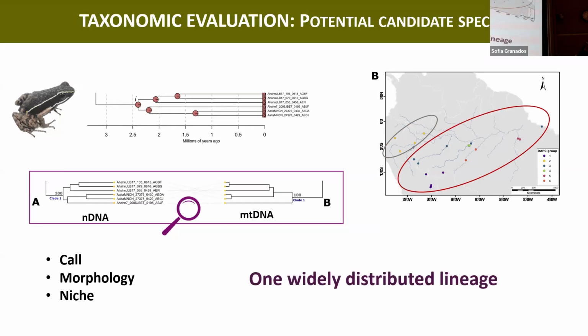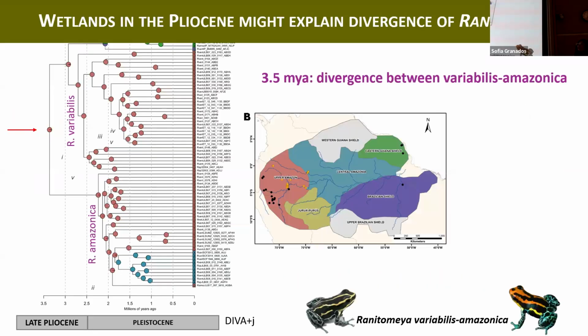So moving on, we think that these wetlands around this time in the late Pliocene could explain the divergence that we obtained within these two species, because they were here and then they got split here. So we think that this might explain this divergence.